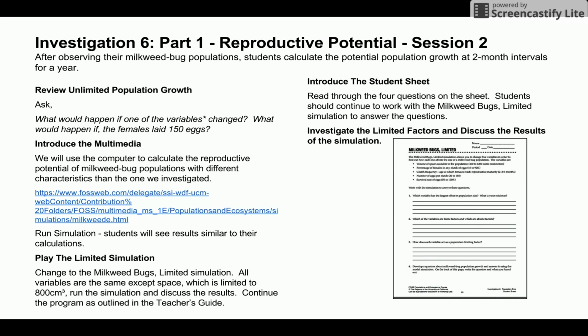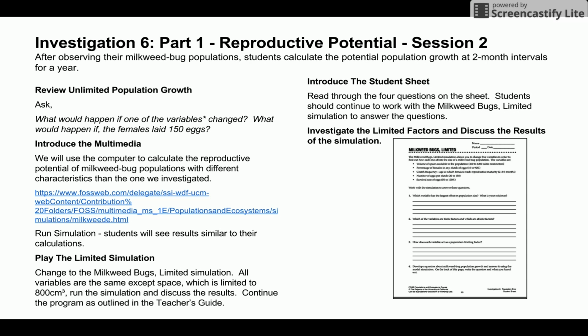After observing the milkweed bug population, students calculate the potential growth at 2-month intervals for a year. Review the unlimited population growth. Ask students what would happen if one variable changed. What would happen if the females laid 150 eggs?